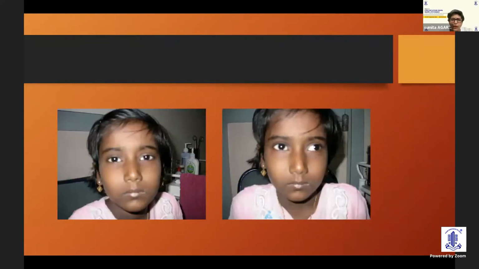Now there is another child. This is the child looking at a distance and looking at a near object, and you can see she has an intermittent exotropia, which is more manifest for distance compared to near, meaning she has good control for near and poor control for distance. This is the most common entity which we are going to see as far as exotropia is concerned.